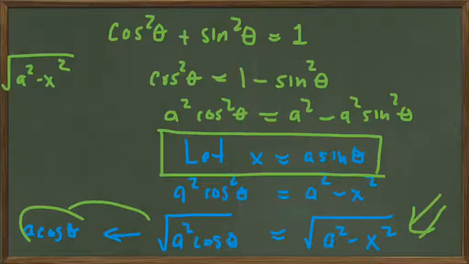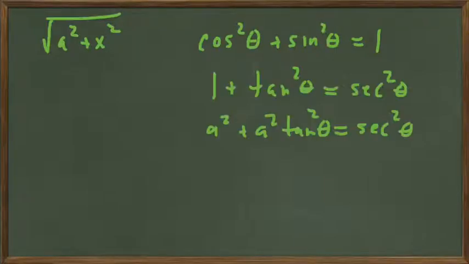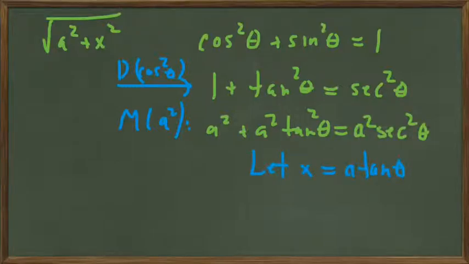Okay, let's see what we do when we have an a squared plus x squared type of integral. So we start with the Pythagorean identity. First we divide everything through by cosine squared theta, and then we multiply everything through by a squared, and we arrive here. Then we let x equal a tangent theta in this case. That changes the equation into this. And then we take the square root of both sides and arrive here.